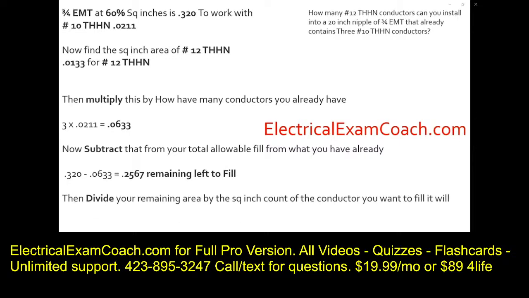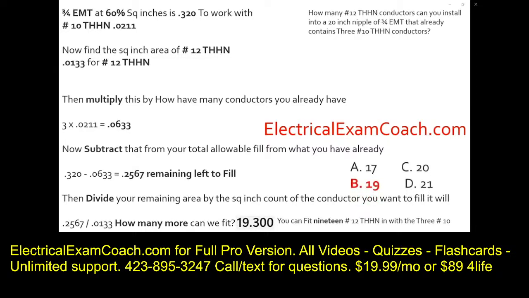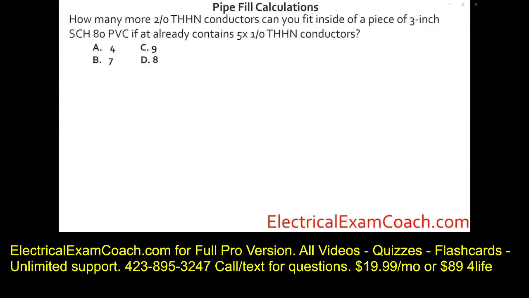Then, to find out how many more we can fit, we simply divide. We take our available left to fill divided by the conductor that we're wanting to install, and that lets us know that we can fit 19.3. We're going to round down again, and we are going to select B. Great job. The next 3 sample questions are going to go a lot faster.